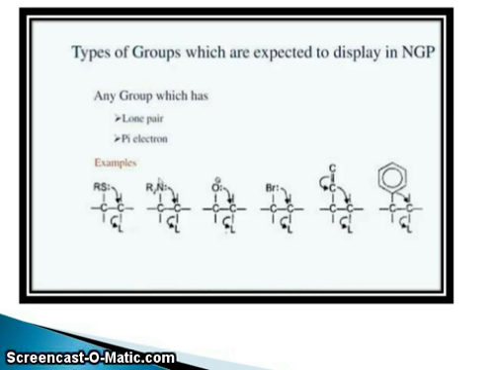Now friends, types of groups which are expected to display NGP. Any group which has a lone pair or pi electrons shows NGP, neighboring group participation. You can see neighboring group participations here: sulfur lone pair of electrons, nitrogen lone pair of electrons, oxygen lone pair of electrons, Br lone pair of electrons, and pi electrons.